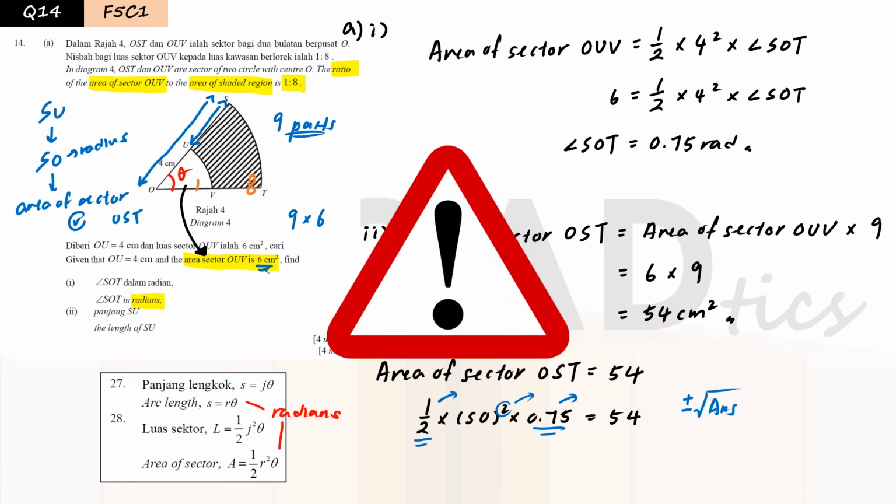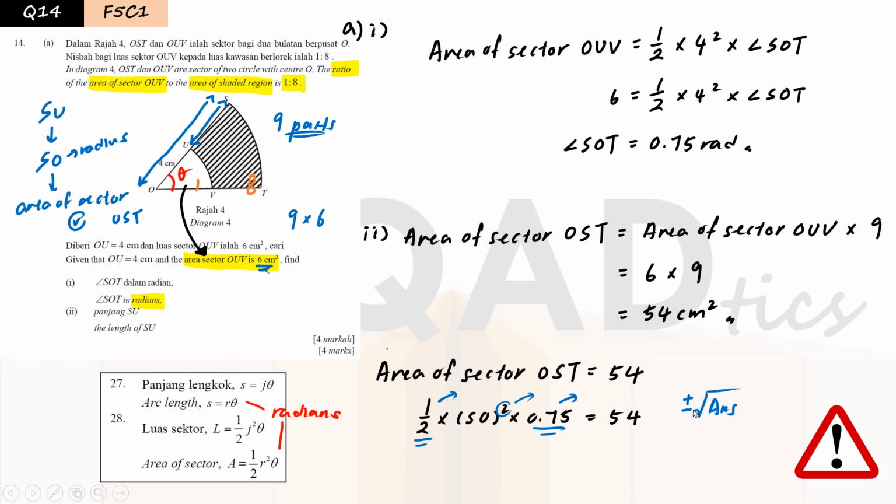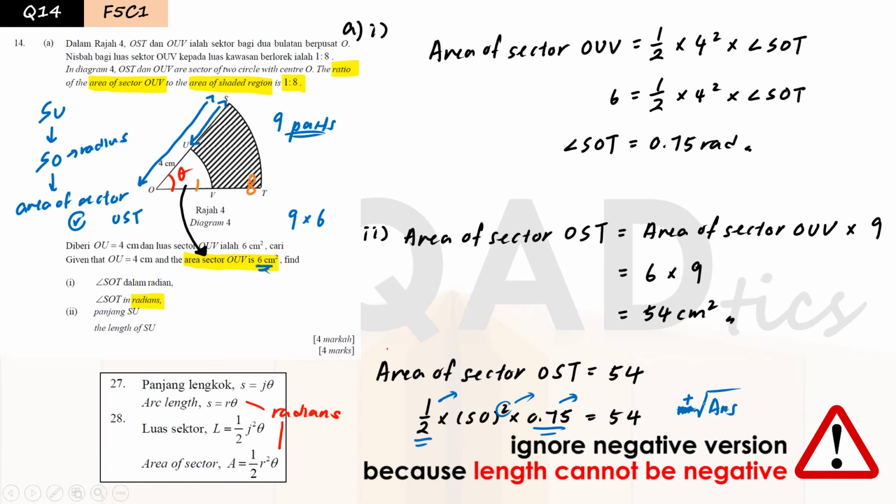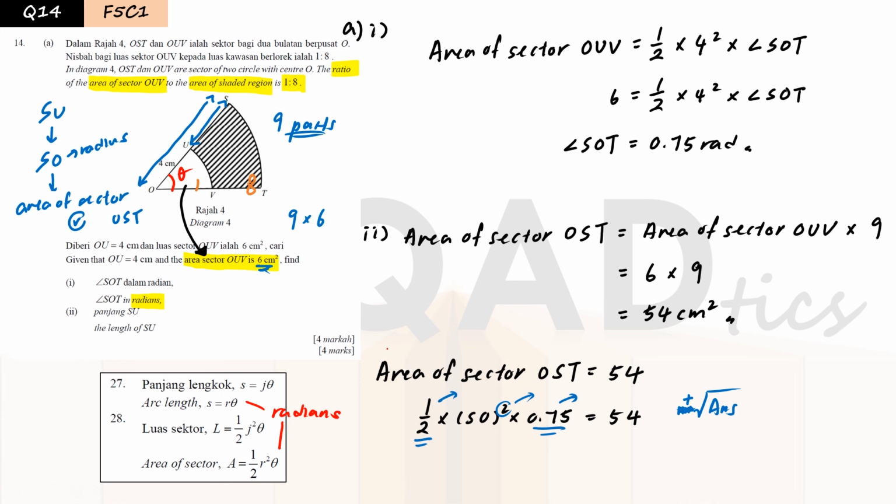Okay, but since here we are just finding the radius, and radius is actually a length, and length cannot be negative, right? It must be a positive value. So for the square root here, we are going to ignore the negative version, because we don't have a negative length, we don't have a negative radius. Okay, so once we move the square root, we will get the length of SO is 12 cm, right? So now we have also found out the length of SO.